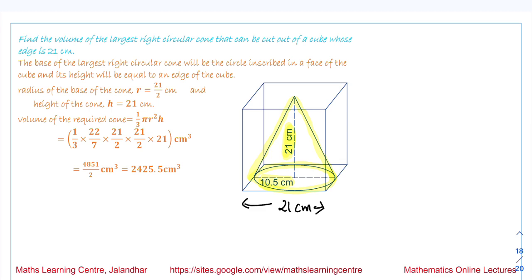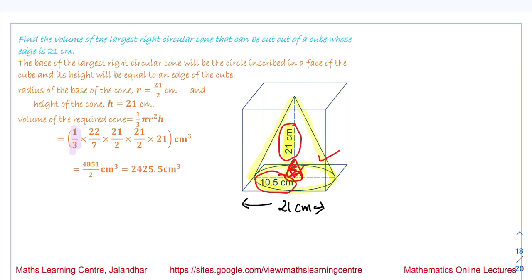If we reduce this radius, suppose some cone lies over here, clearly the volume of this cone will be less than the volume of this larger cone. So for the largest cone, the largest radius will be 10.5 and the largest height will be 21 centimeters. Now we have to find the volume.